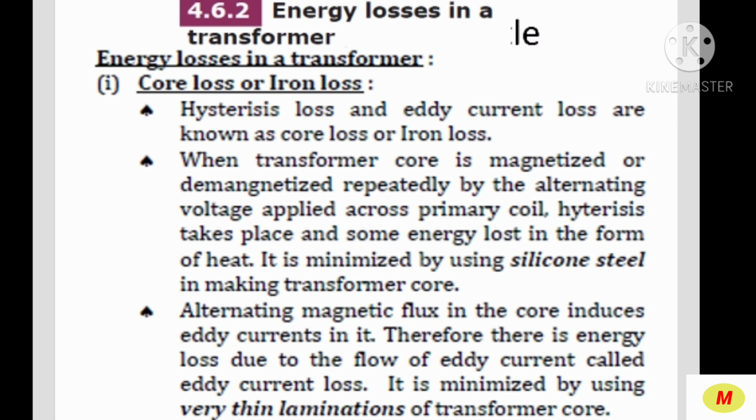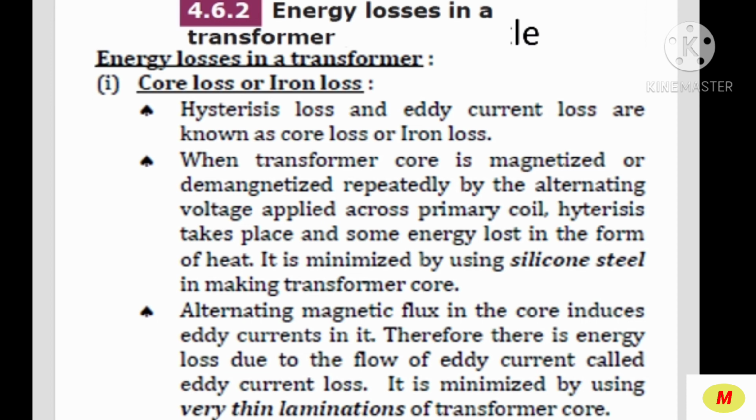When the transformer core is magnetized or demagnetized repeatedly by the alternating voltage applied across the primary coil, hysteresis takes place and some energy is lost in the form of heat. It is minimized by using silicon steel in making the transformer core.